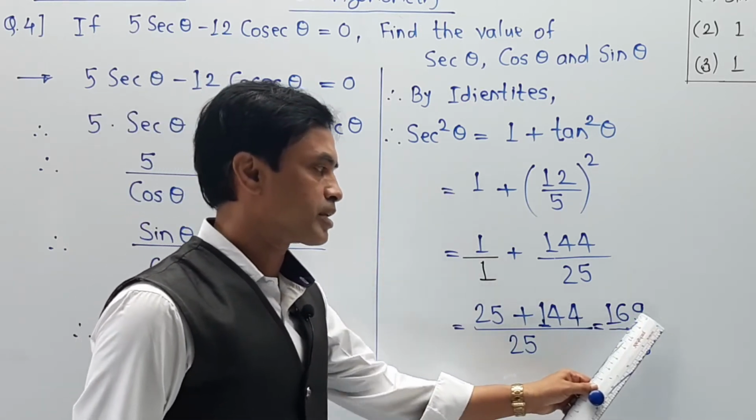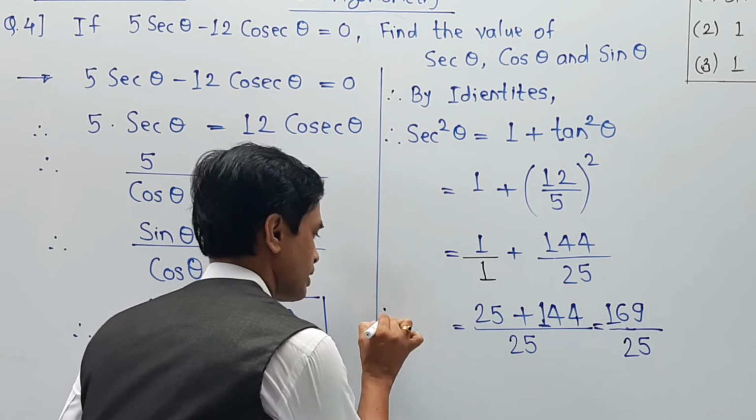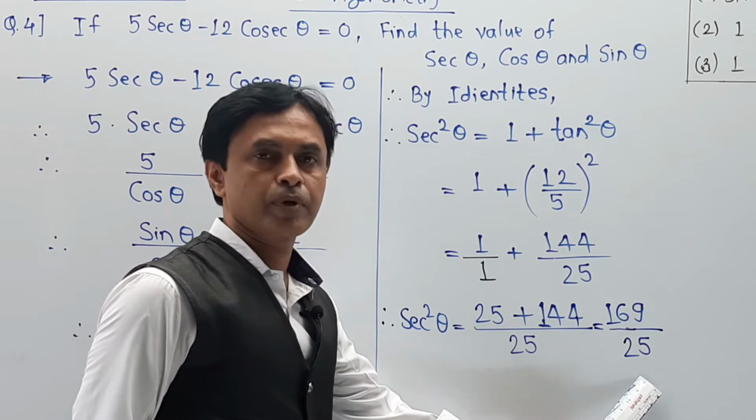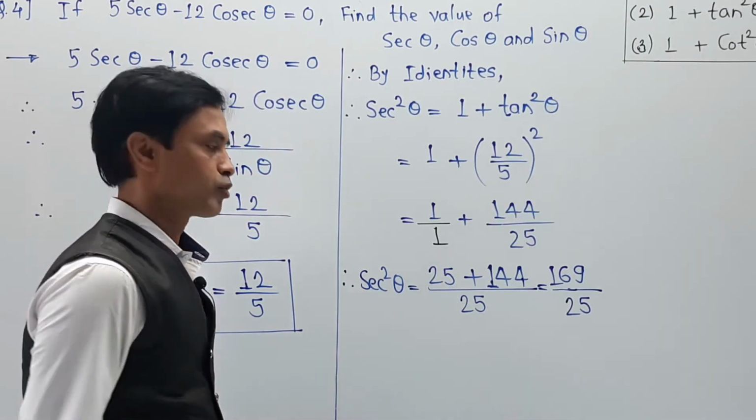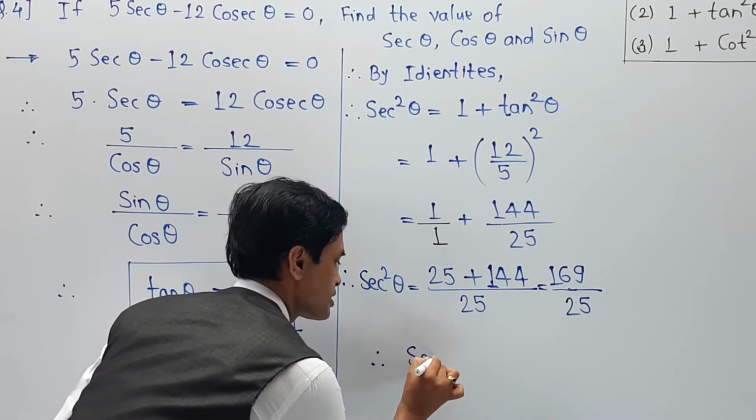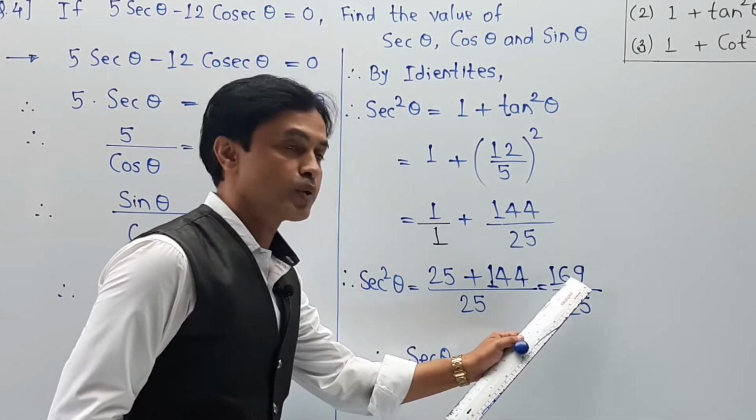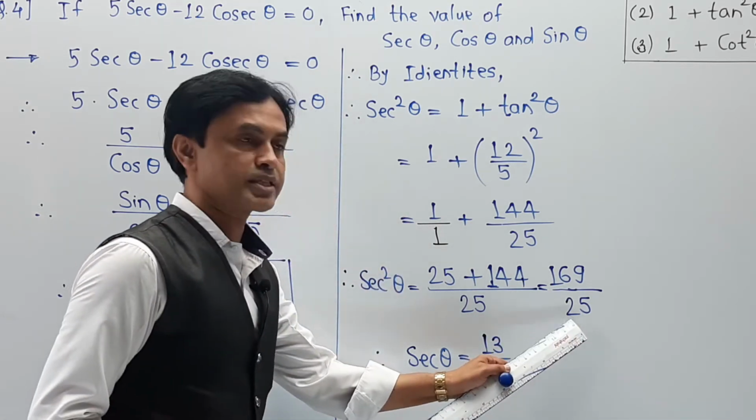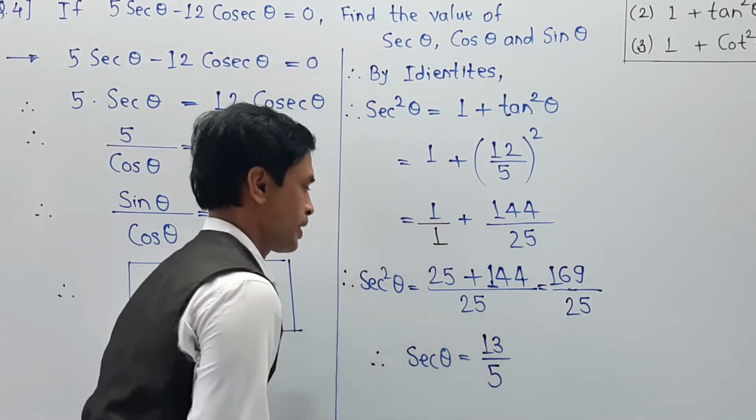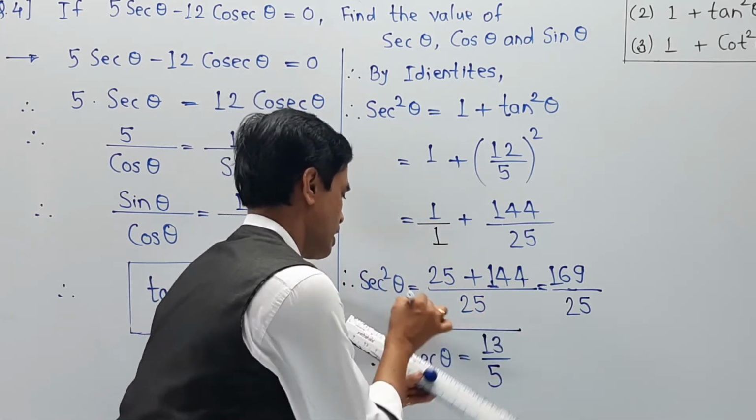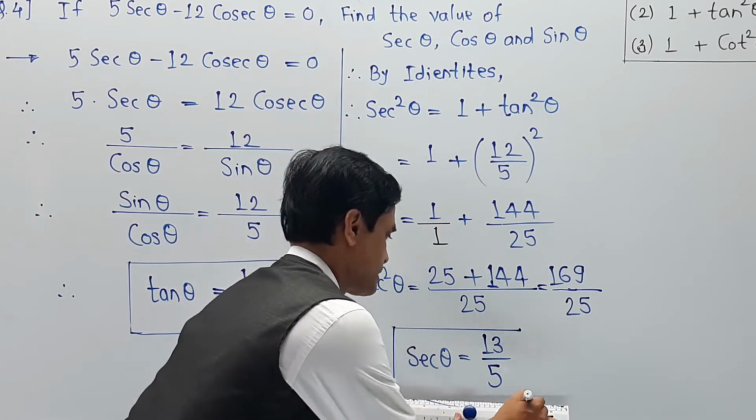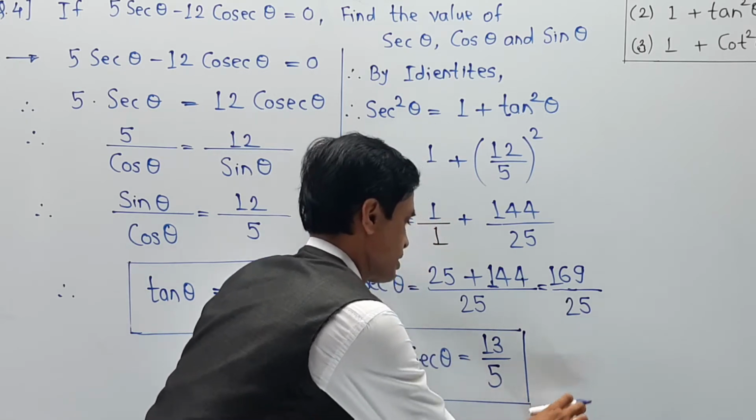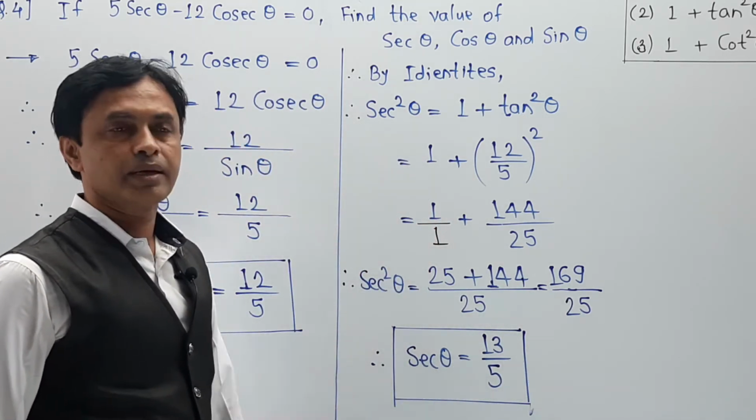But sec square theta is 169 upon 25. Therefore, sec square theta is 169 upon 25. So instead of sec square theta, I am taking a root. Therefore, this value becomes sec theta. And 169 is the square of 13, so that becomes 13. And 25 is the square of 5, so divide by 5. And you are able to get the first value as per your answer over here, and that is nothing but sec theta is 13 upon 5.